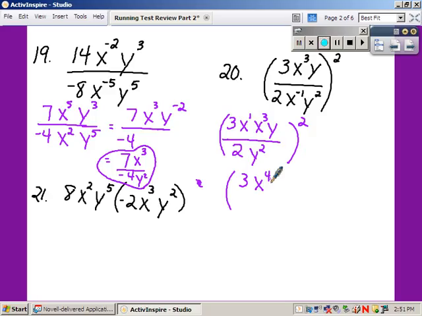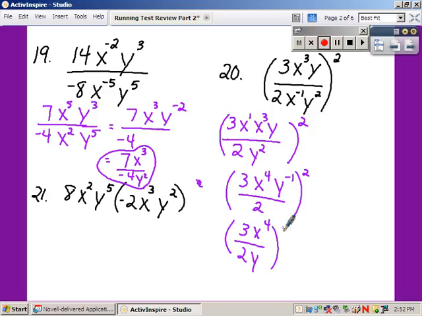And for the y's, I actually have y to the 1st minus y squared. So 1 minus 2. That's y to the negative 1. And this is all over 2. We still have the square up. Okay, so we need to fix that y to the negative 1, bring it down to the bottom. So we actually have 3x to the 4th over 2y.